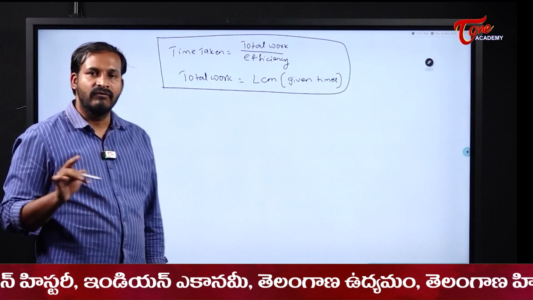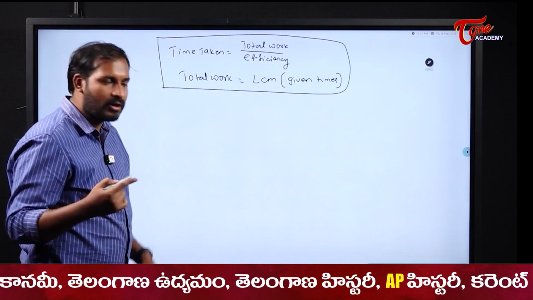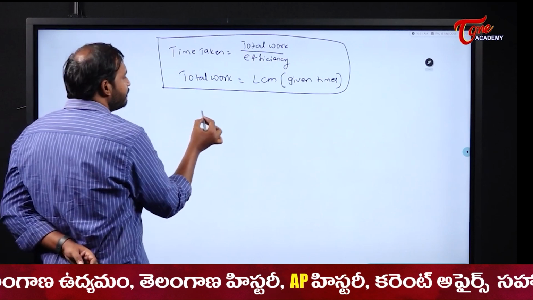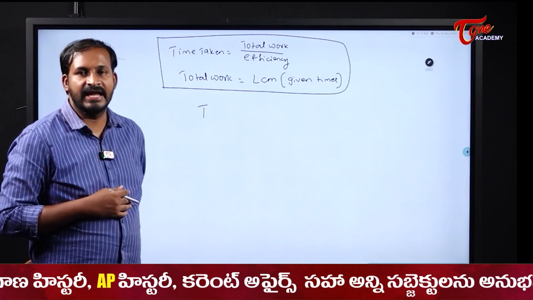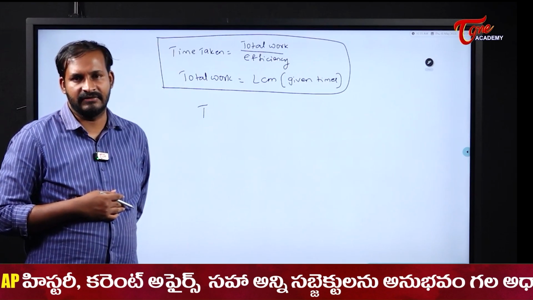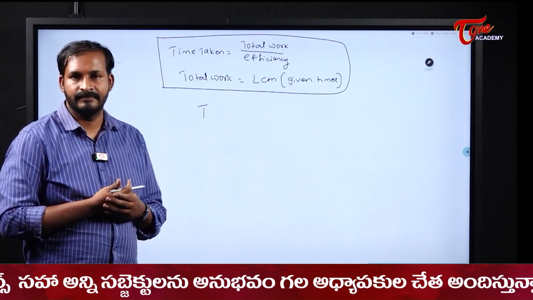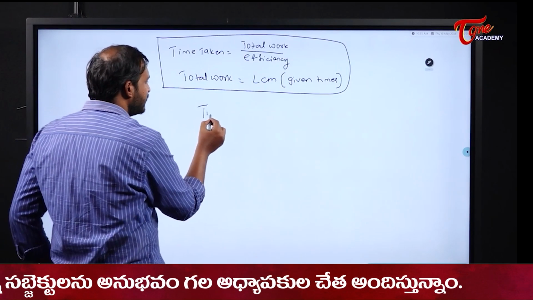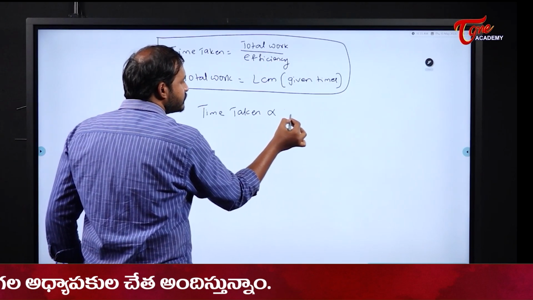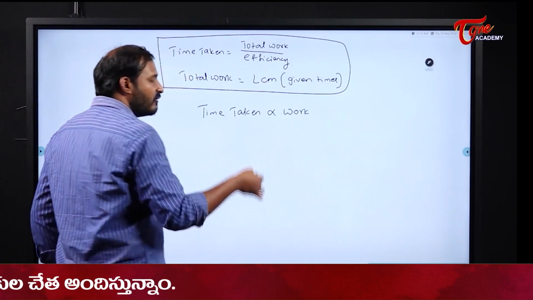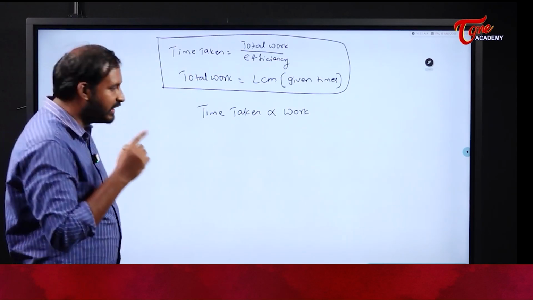Along with this, students, one more very important thing is the formula we most commonly see. What is the relation between time and work? Is it directly related or indirectly related? If the work is more, obviously the time consumption will be more, right? So time taken is directly proportional to work. If I have more work, I will consume more time. If I have less work, I will consume less time.